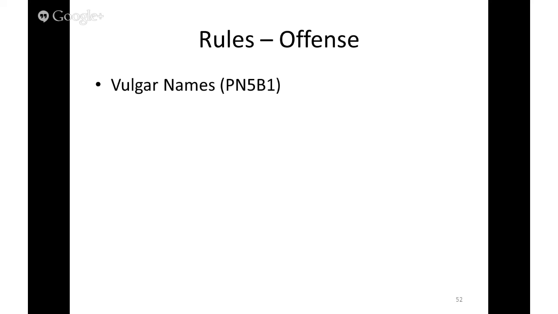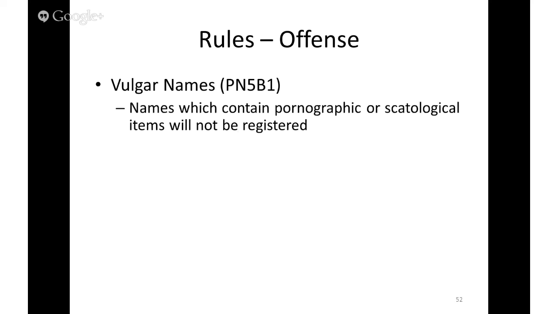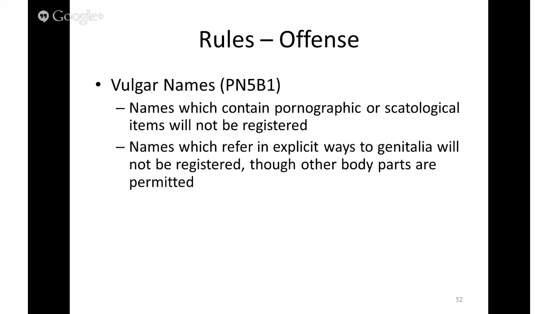So what's offensive? Vulgar names. This includes names which contain pornographic or scatological items. Names which refer in explicit ways to genitalia will not be registered, though references to other body parts are permitted. There's lots of Norse names that have very graphic references to genitalia. They're period, they're not registered. Euphemisms are fine. I mean, that's what a euphemism is, right? It's a way to say something offensive without being offensive, so it's permitted.